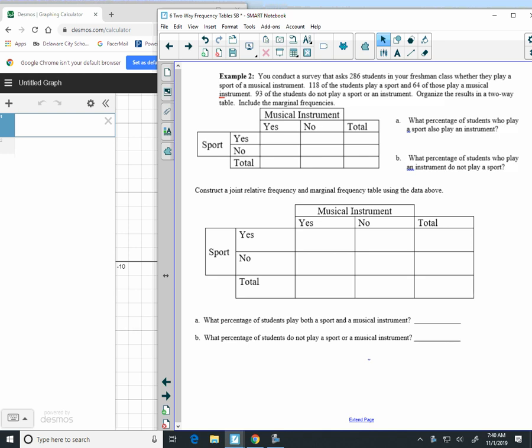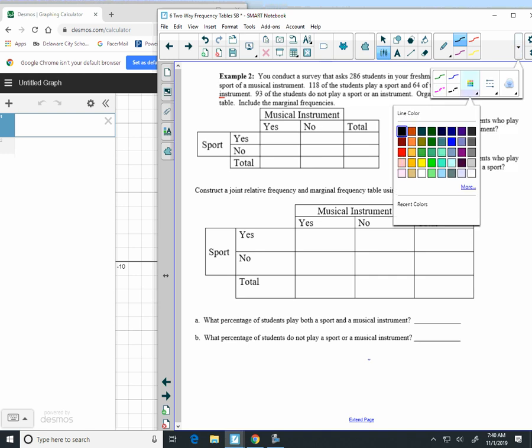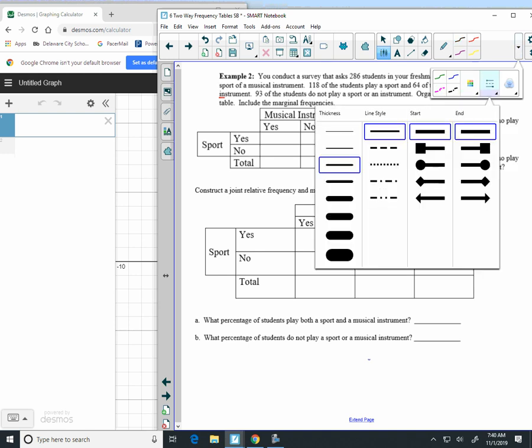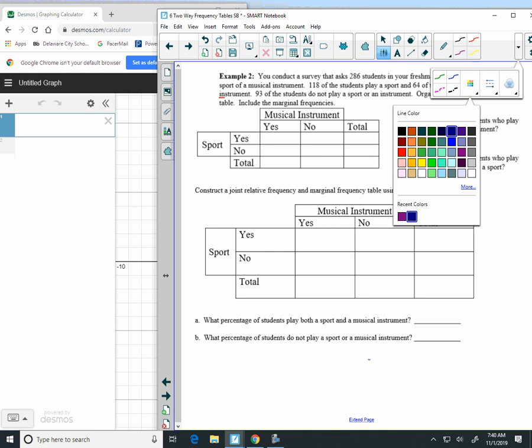It says we conduct a survey that asks 286 students in the freshman class whether they play a sport or a musical instrument. 118 of the students play a sport, and 64 of those play a musical instrument. So we're going to have to be really careful here with our numbers. The first thing I'm going to do is put 286 in our table. 286 is our total. That's how many students we talk to to start.